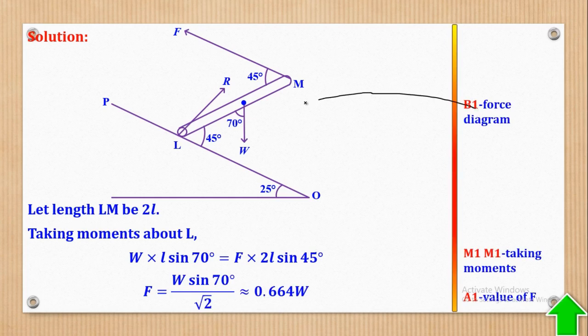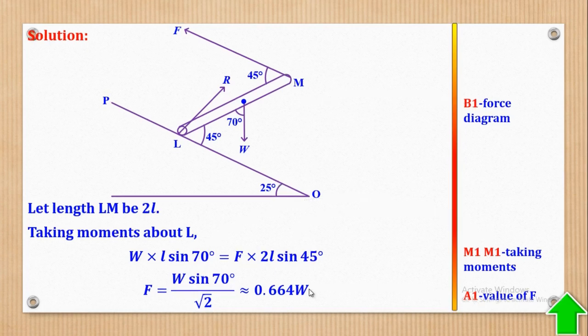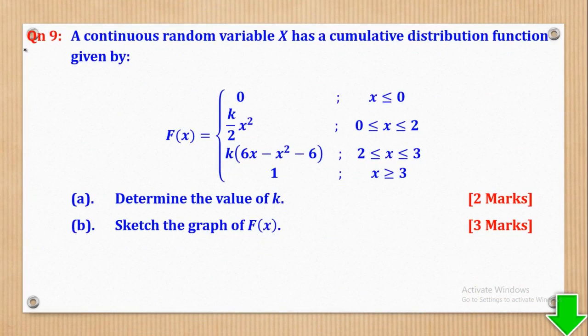So B1 for the correct force diagram drawn using a ruler, M1 for taking moments on the left hand side, right hand side, and A1. So that was question 8. Now we shall go to question 9.